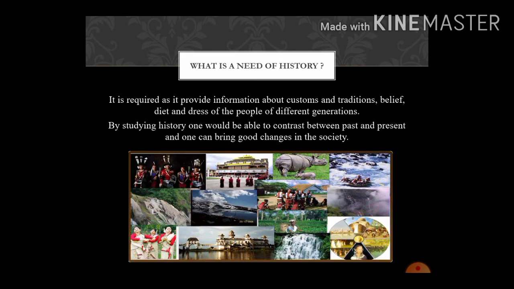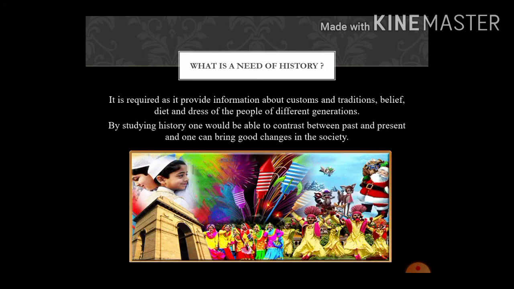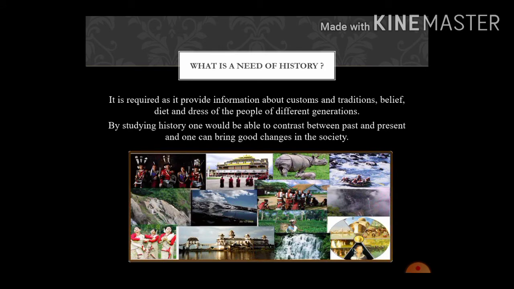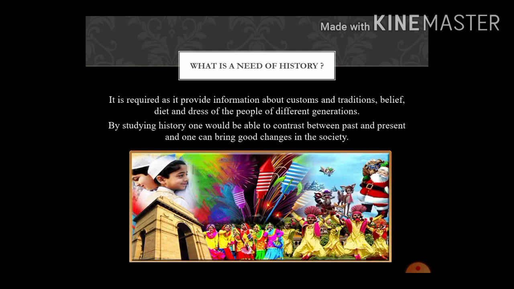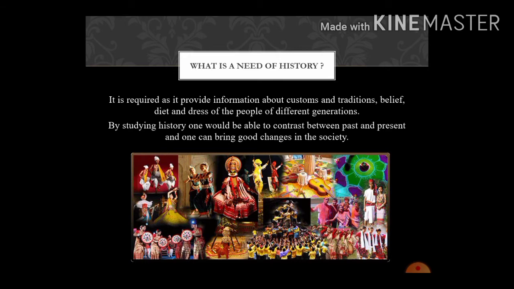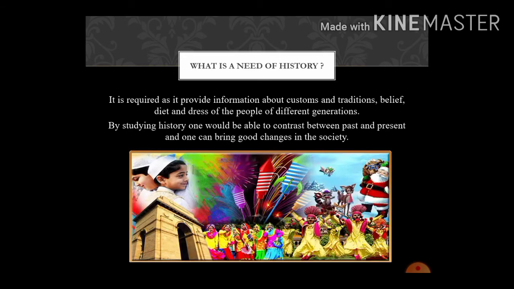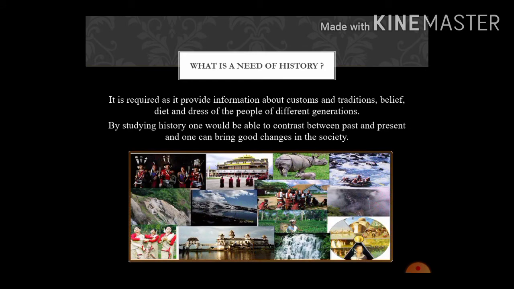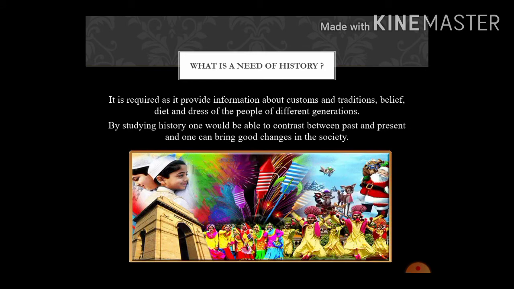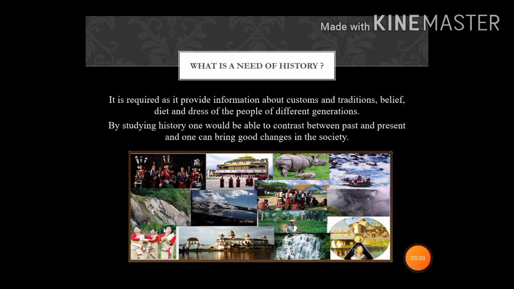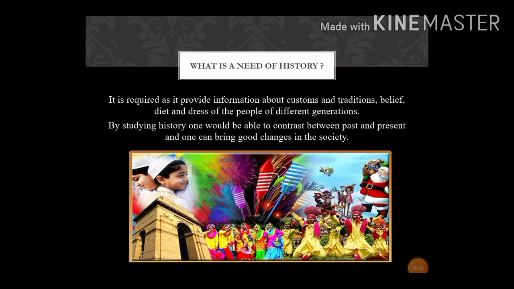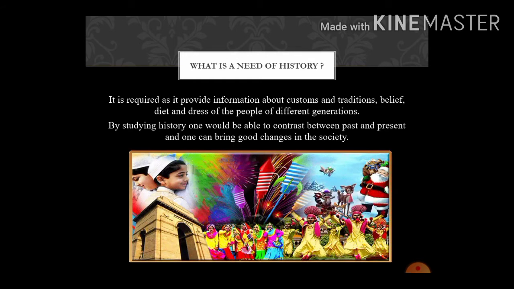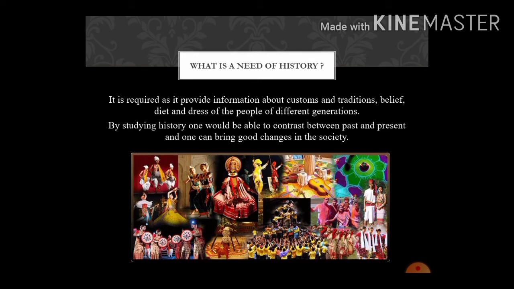What kind of changes occurred in the society? Like previously, there was a system of child marriage, sati system, and dowry. But now it is not there. Who changed the system and brought a good change in the society? If we want to know all about this, then we have to study the history to know the difference between the past and the present.